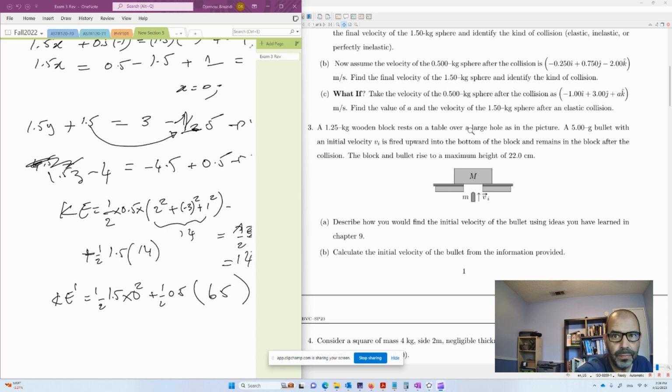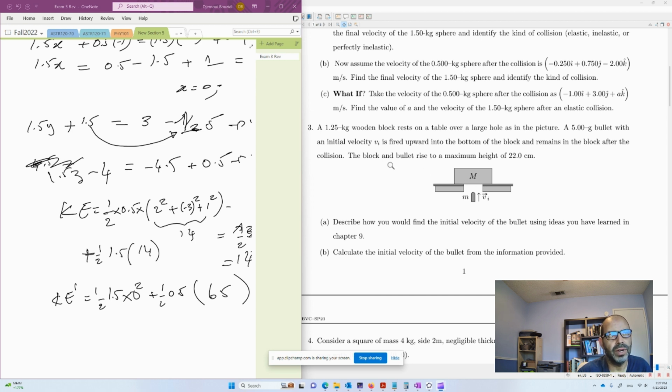Anyway, problem three deals with this big mass of 1.2 kilograms, as shown in the picture, and a 5 gram bullet with an initial velocity vi. It hits the block from the bottom and remains in the block, so it's going to be embedded in the block itself. So the total mass, of course, is going to be 1.25 kilograms plus 0.05 kilograms. That's the final mass. Granted, 5 grams out of 1,250 grams is negligible. It's not really the point.